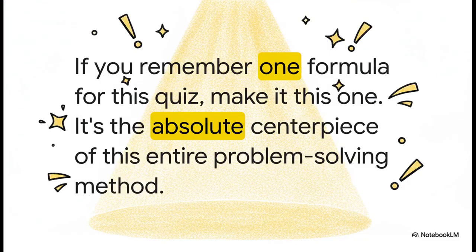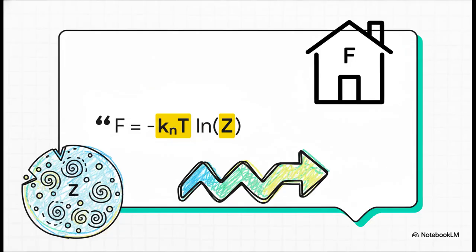Now listen up, because this next formula is the absolute heart of this entire chapter. If you only have enough brain space to memorize one thing for this quiz, make it this. F equals minus k_B T times the natural log of Z. So simple, right? But this little equation is the bridge. It connects the partition function, Z, which has all that microscopic quantum state information, to the Helmholtz free energy, F, which is this incredibly powerful macroscopic property that lets you find everything else.